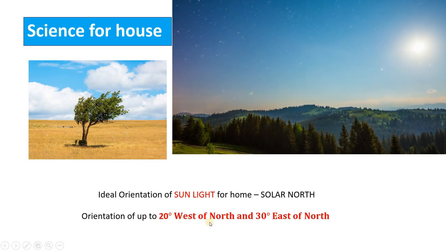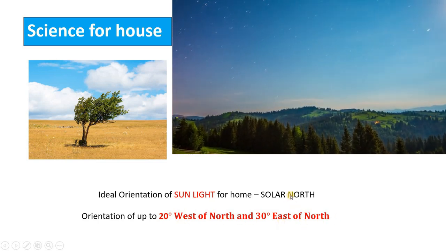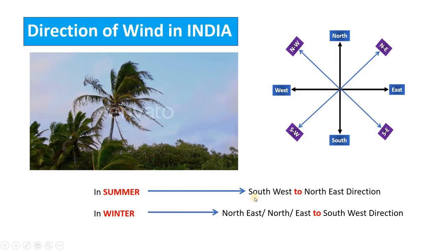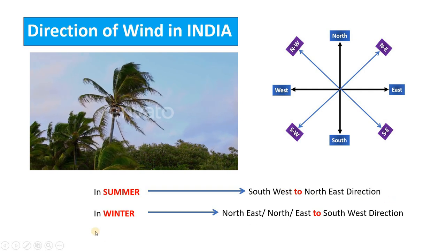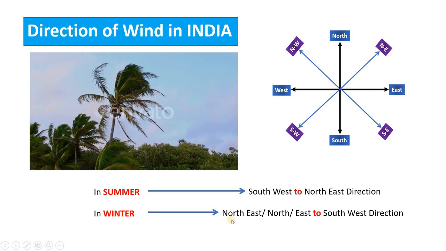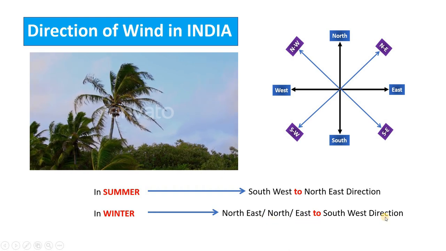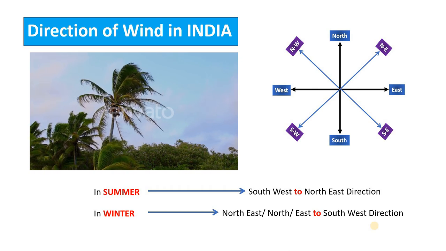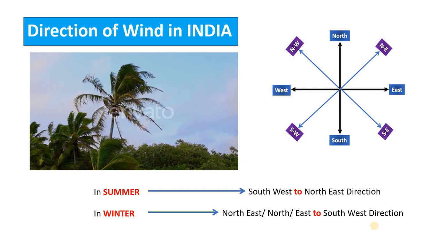Orientation of up to 20 degree west of north and 30 degree east of north is considered as a solar north. Next is direction of wind in India. In summer season, the wind blows from southwest direction to northeast direction. In winter season, the wind blows from northeast direction or north direction or east direction to southwest direction. By considering all this, we will decide what is the right position for placing rooms, kitchen, toilet, bedroom, etc.